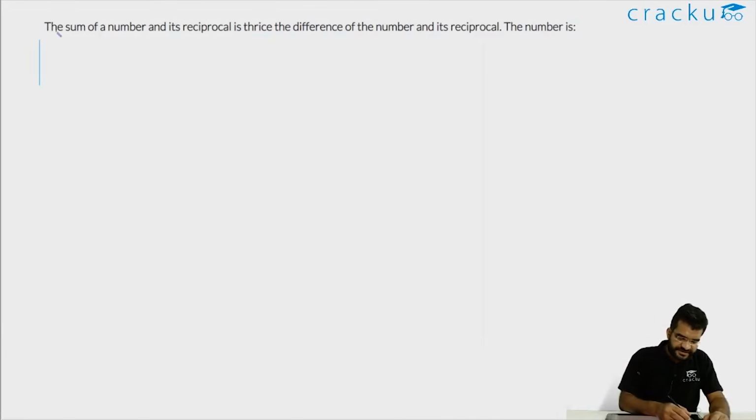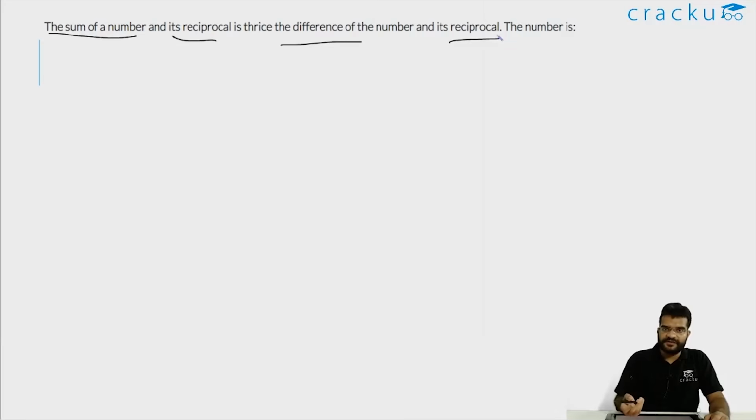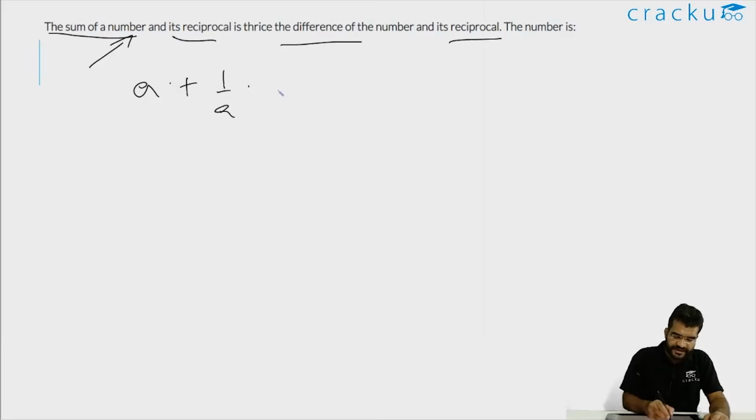This is a very simple question in which it is given that the sum of a number and its reciprocal is thrice the difference of the number and its reciprocal, and we are required to find out the value of the number. So let us assume that the number is a, therefore its reciprocal will be 1 by a. Now what is given to us is that the sum of the number and its reciprocal, that is a plus 1 by a, is equal to thrice the difference between the number and its reciprocal, that is a minus 1 by a, and we are required to find out the value of a.